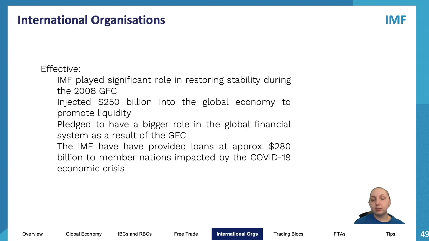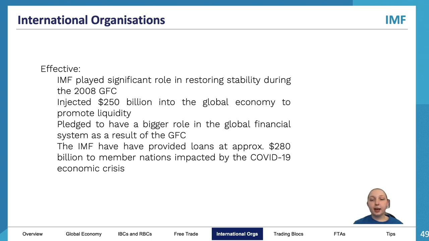The IMF pretty much injected a lot of money into the economy so that there'd be a lot of money for economies to access when they needed to have stimulus packages within their economies. The IMF pledged to have a bigger role in the global financial system as a result of the GFC.